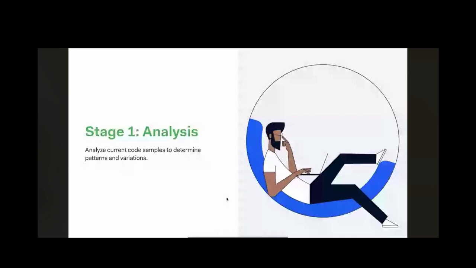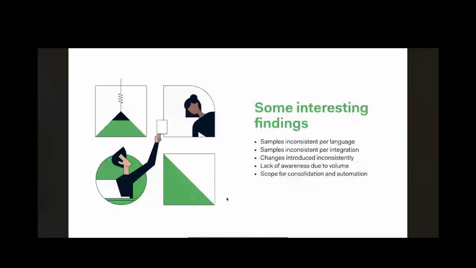In doing so, we realized some things. The samples weren't consistent per language, despite the fact that they were normally doing the same thing. Sometimes this was down to language differences. Other times it was just different developers doing different things in different ways. Between integrations, we were doing things differently that were not determined by integration. Again, inconsistency probably just introduced by different developers and different teams being involved.